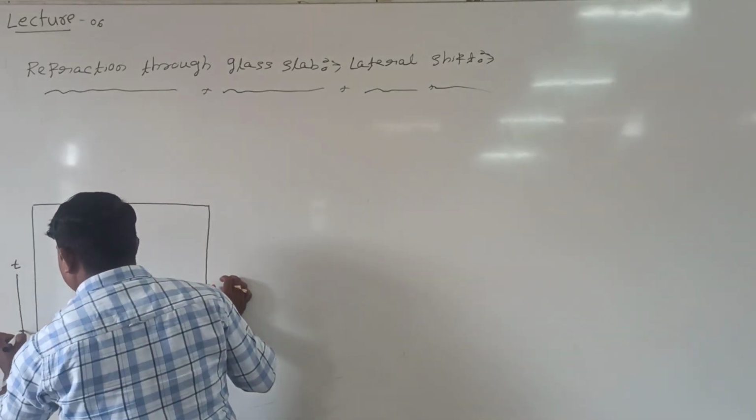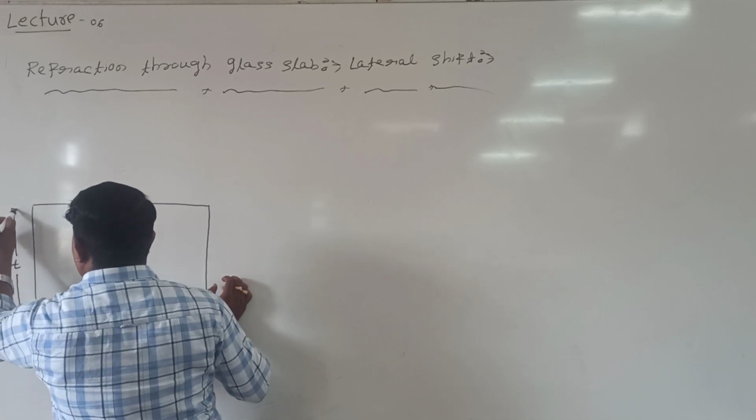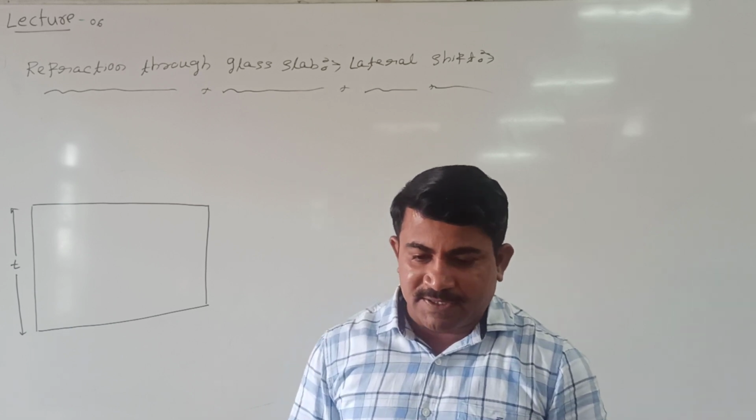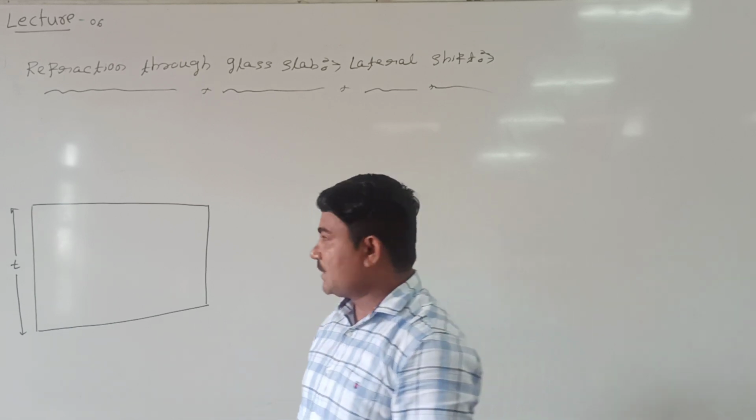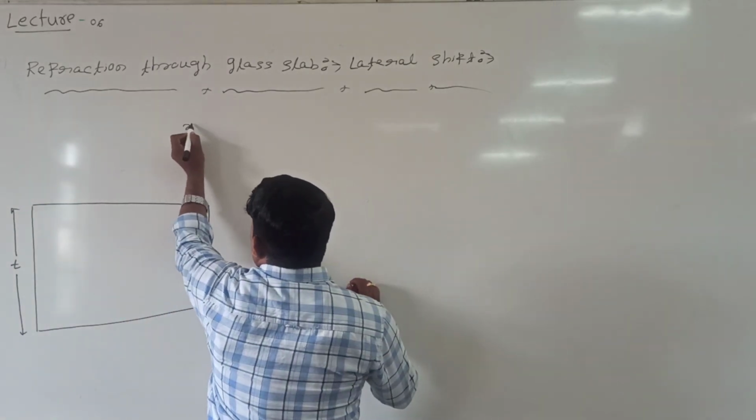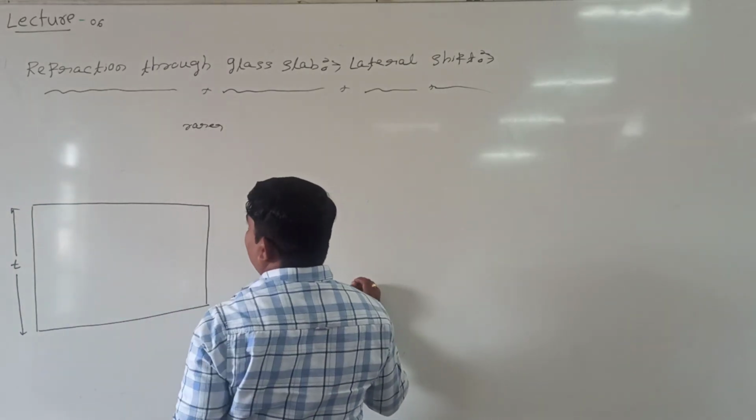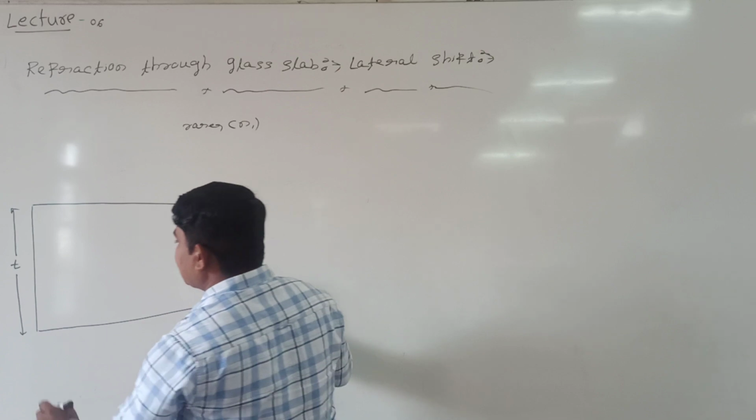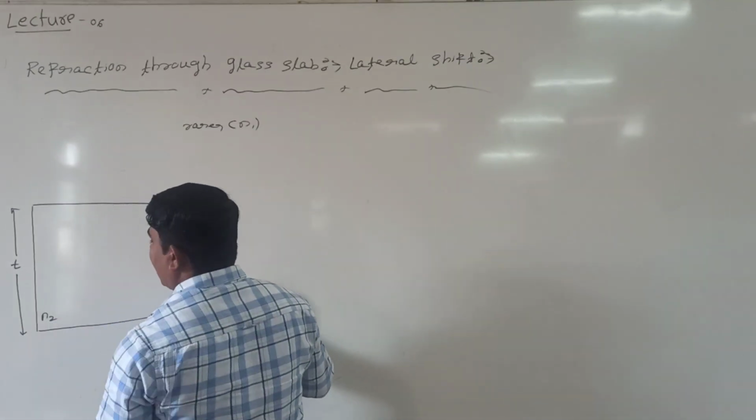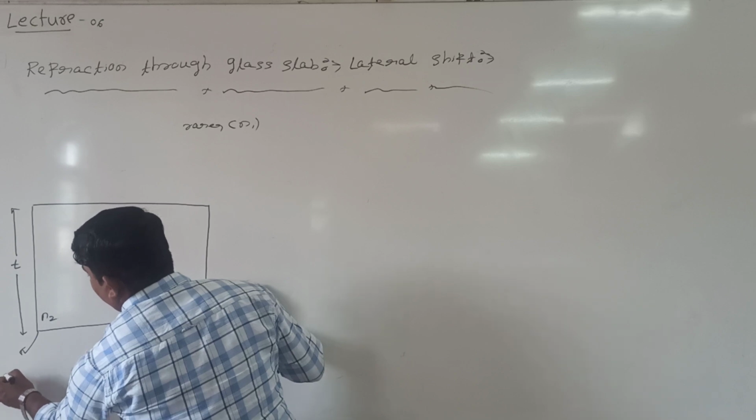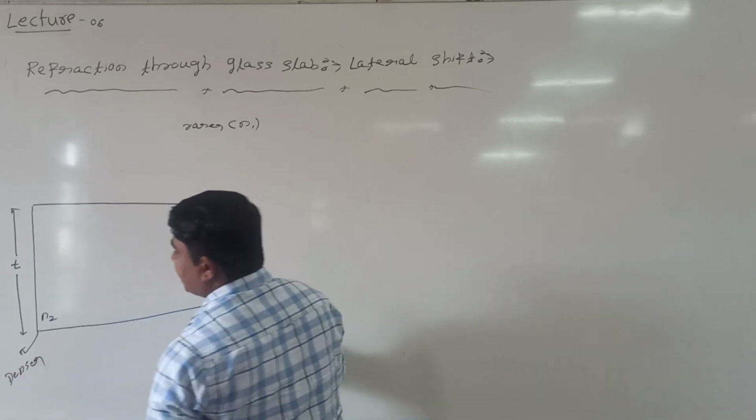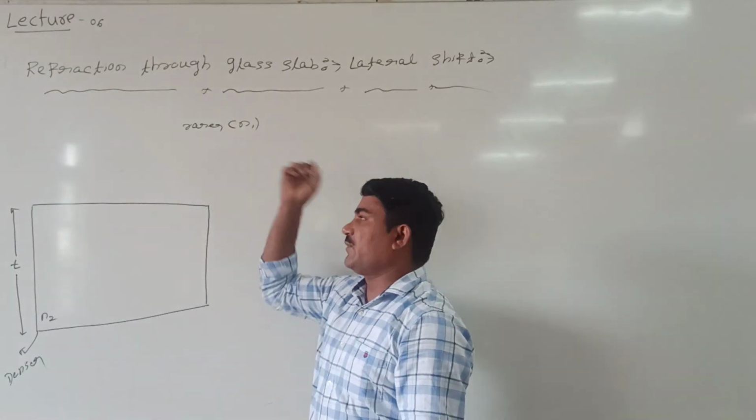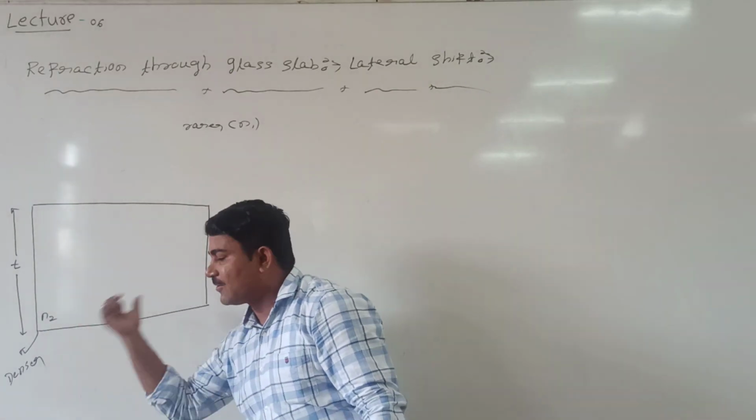This glass slab has thickness T. Now on this glass slab, consider a ray of light incident and getting refracted. We know that this is the rarer medium, say it is the air medium, and it has refractive index n1. And this is glass. This glass has refractive index n2. And this is the denser medium. Glass is the denser medium because glass has a refractive index of around 1.5 and air has refractive index n1. So this is called the rarer medium and this is called the denser medium.